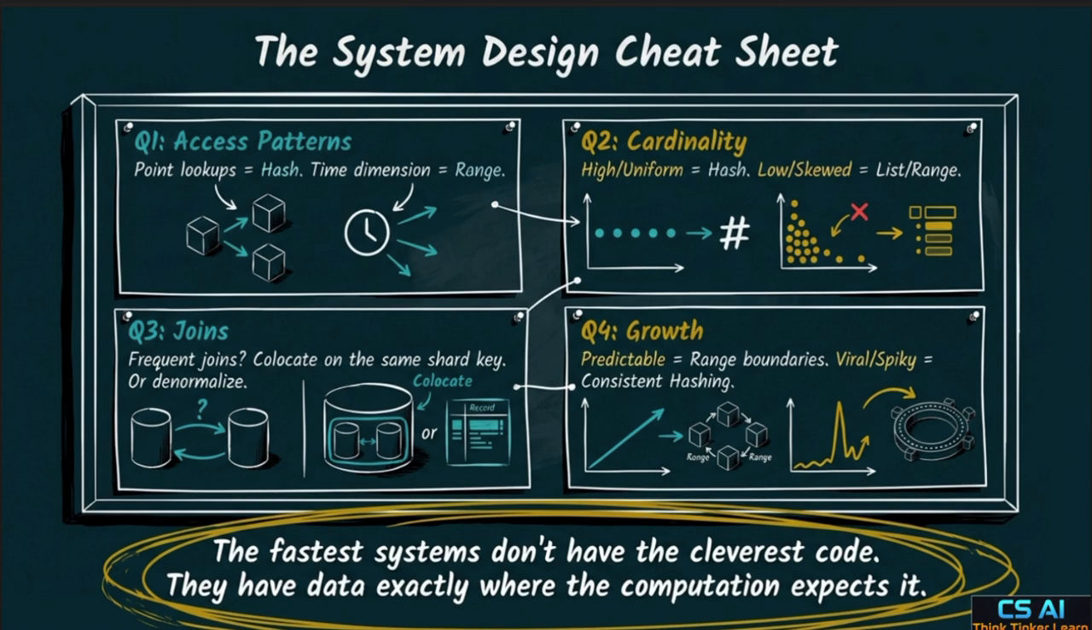To wrap up, use this system design cheat sheet. Analyze your access patterns, look at your cardinality, plan your joins, and prepare for growth. The fastest systems don't have the cleverest code. They have the data exactly where the computation expects it.